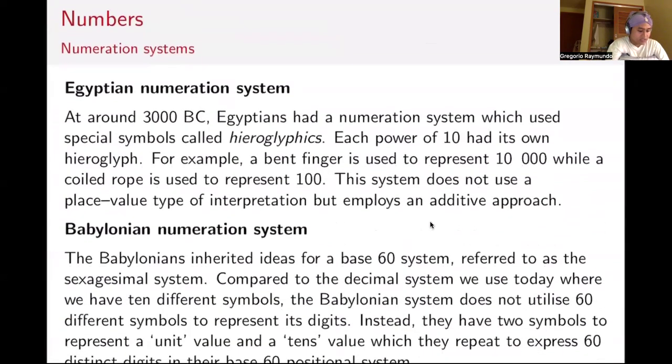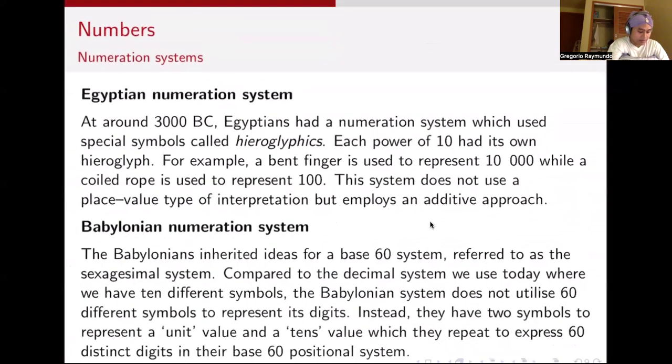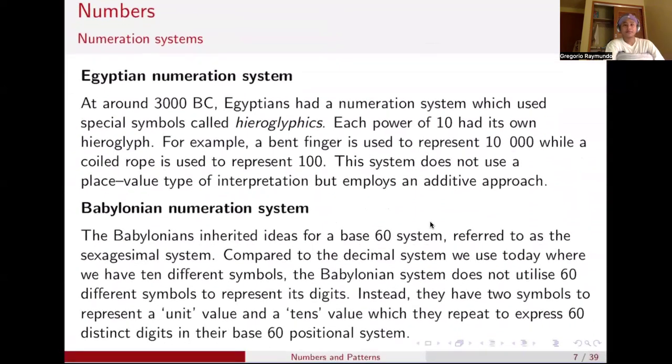Then we also have the Egyptian numeration system and the Babylonian numeration system. At around 3000 BC, Egyptians had a numeration system which used special symbols called hieroglyphics. Each power of 10 had its own hieroglyph. For example, a bent finger is used to represent 10,000, while a coiled rope is to represent 100. This system does not use a place value type of interpretation, but employs an additive approach.